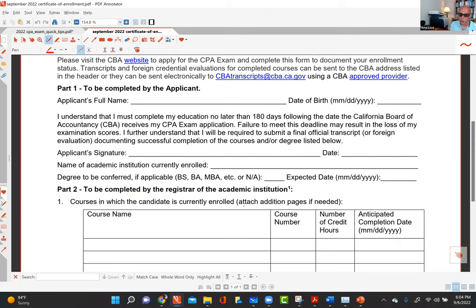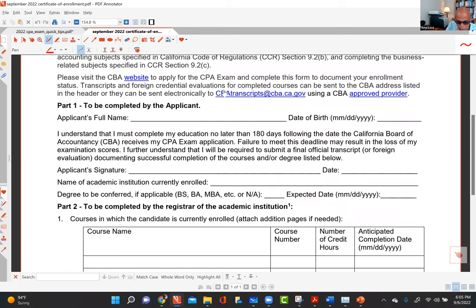You don't even need official transcripts. Submit your unofficial transcripts along with your application for the exam. And apparently, transcripts and completed course evaluations can be sent to the address below. And so you could go ahead and I would just submit this form along with your transcript to this, I guess this is basically an email address, submit these forms to them along with your application if you're going under option C.